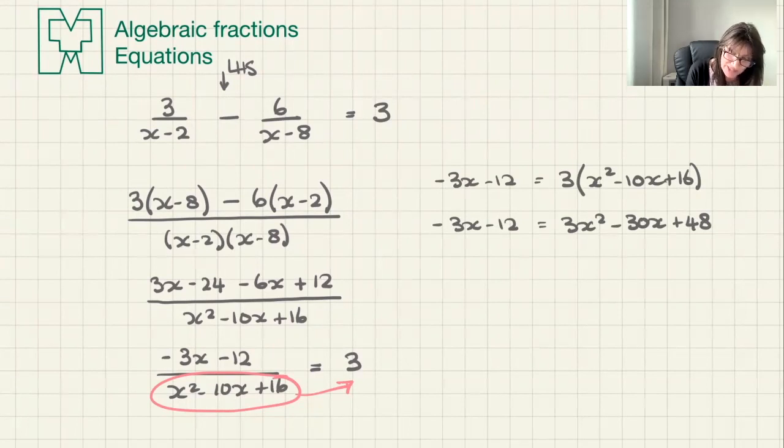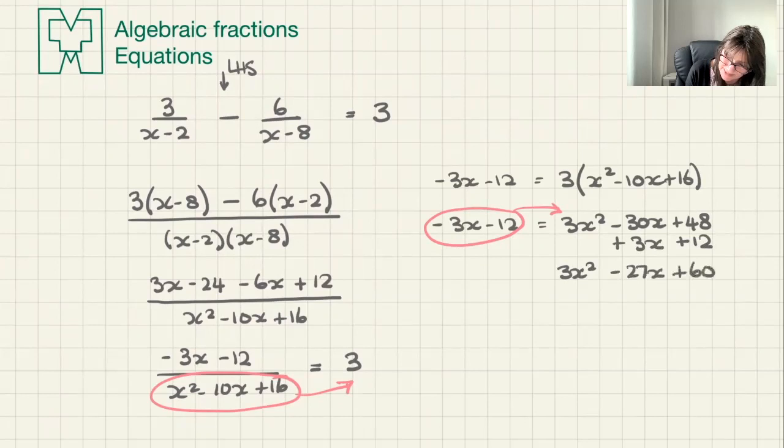So I want that to equal 0. So both of these are going to go across and land on the other side. Minus 3x is going to land as plus 3x. Minus 12 will land as plus 12. And that will then give me 3x squared minus 27x plus 60. And that obviously is equal to my 0.